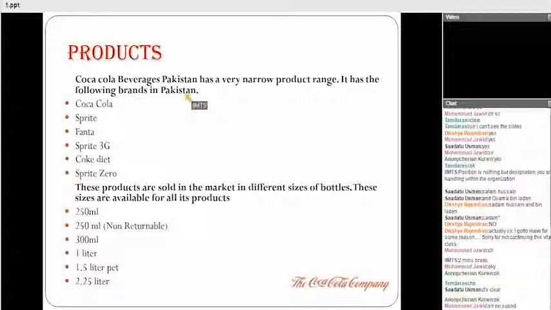What are the products of Coca-Cola available in Pakistan? Coca-Cola Beverages Pakistan has a very narrow product range. It has the following brands in Pakistan: Coca-Cola, Sprite, Fanta, Sprite 3G, Coke Diet and Sprite Zero. These products are sold in the market in different bottle sizes, available for all its products: 250 ml, 250 ml non-returnable, 300 ml, 1 liter, 1.5 liter and 2.25 liter. So these are the brands of Coca-Cola available in the market with their respective sizes.